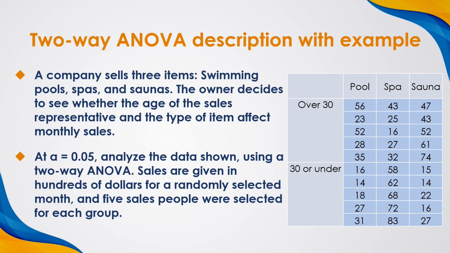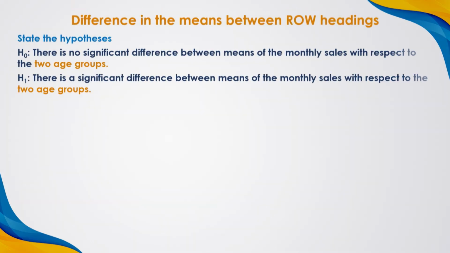Another hypothesis is to test whether there is any significant difference between the age groups of the salespersons on average sales. This is what we are interested in studying. So, there are 2 ways: one is the product categories, another is the age of the salespersons. The null hypothesis H naught is that there is no significant difference between the means of monthly sales with respect to the age group of the salespersons, and the alternative hypothesis is that there is a significant difference between the means of monthly sales with respect to the age groups of the salespersons.